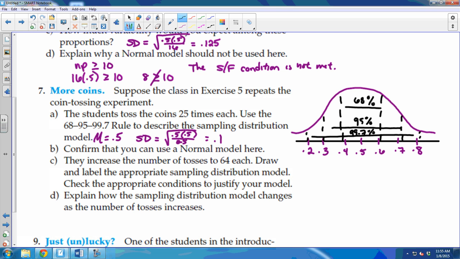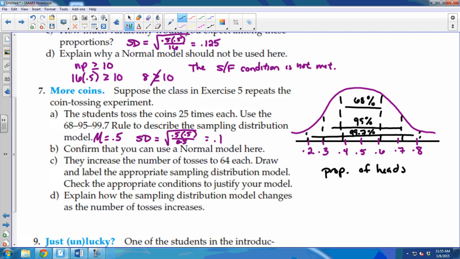Now, I'm going to write a sentence because I want to make sure we understand what this means. We're talking about proportions and not actual numbers like we had before, so it makes it kind of tricky. And it's a sampling distribution model, so it's not just one sample. This is all the possible samples of size 25 flipping a coin.